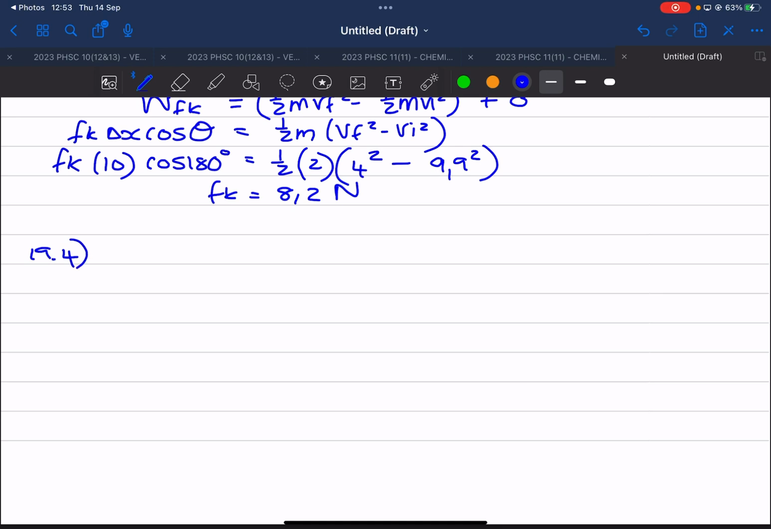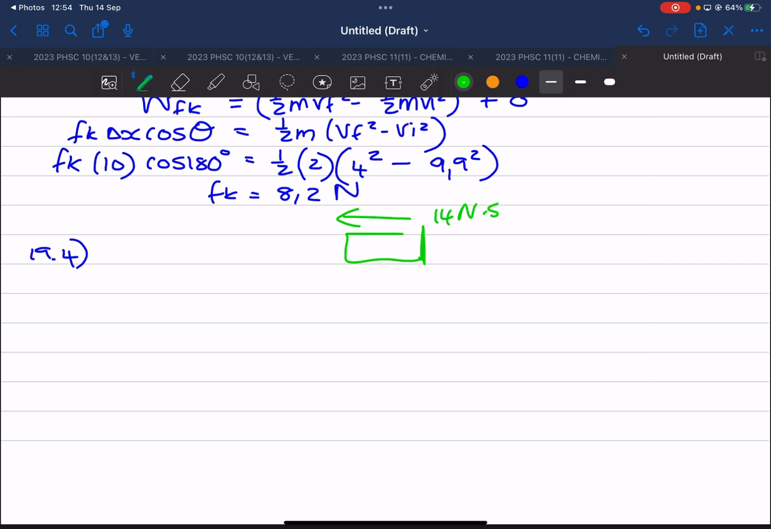The barrier exerts an impulse of 14 newton seconds to the left on the box when the box strikes the barrier. Nou bring hulle die vorige formule in, vorige hoofstuk in. Impulse, momentum, rigting. Okay, they say there's the barrier, and there's the box coming in, and it exerts a force to the left on the box of 14 newton seconds.